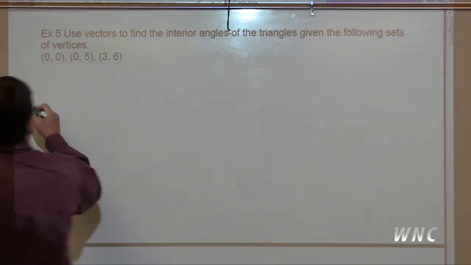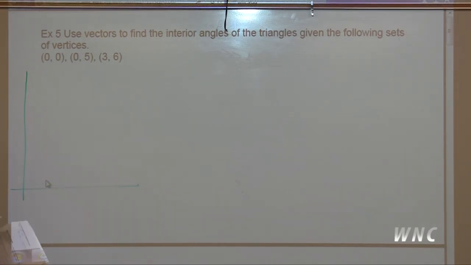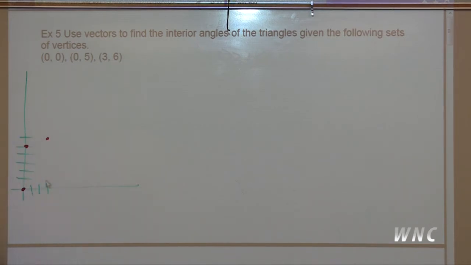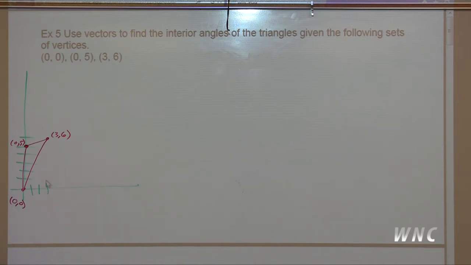So we have a point at 0, 0, at 0, 5, and at 3, 6. Okay. So let's look at some vectors here.